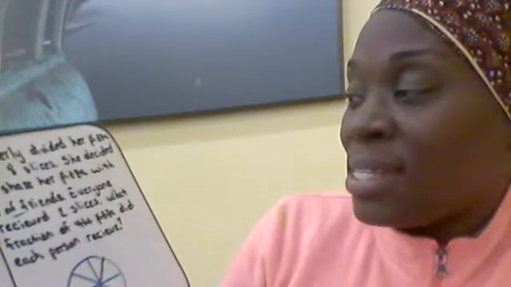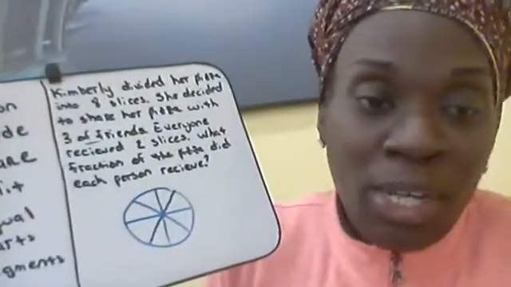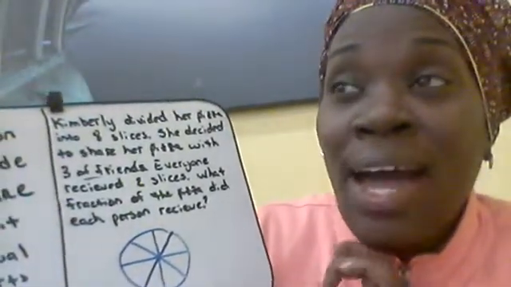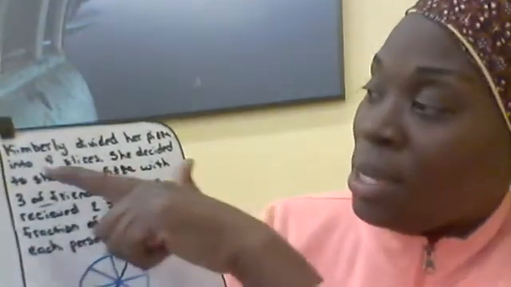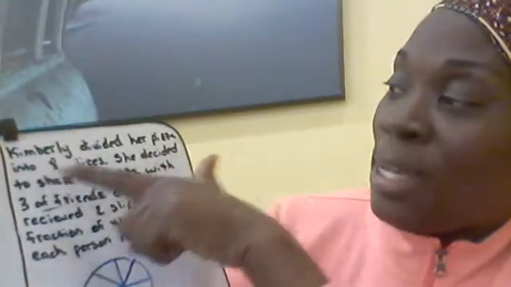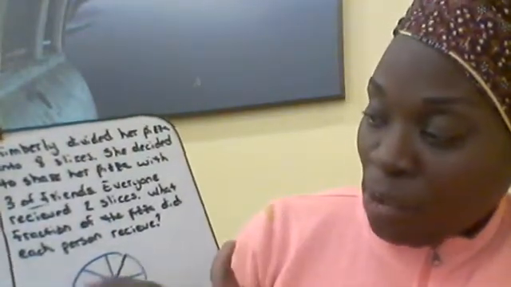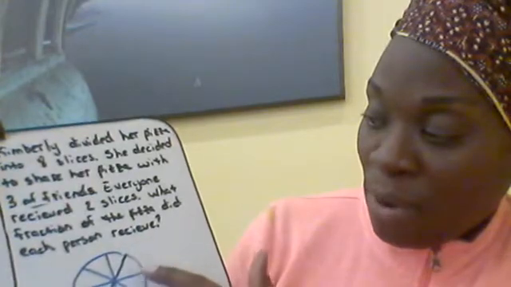Everyone received 2 slices. What fraction of the pizza did each person receive? Okay, so now let's look. A pizza would be what shape? Of course, a circle. So we divide it into how many parts? 8 pieces, right? Because it says here, she divided her pizza into 8 slices. So let's count. 1, 2, 3, 4, 5, 6, 7, 8, right? So now we know that our denominator would be what? Did you say 8? You're absolutely correct.